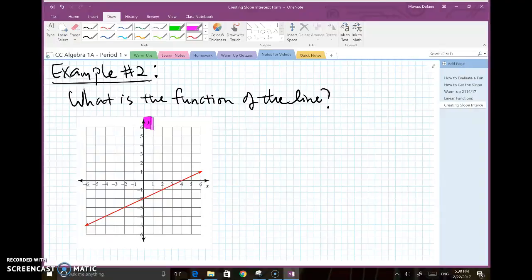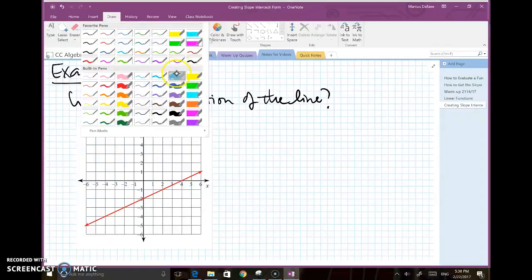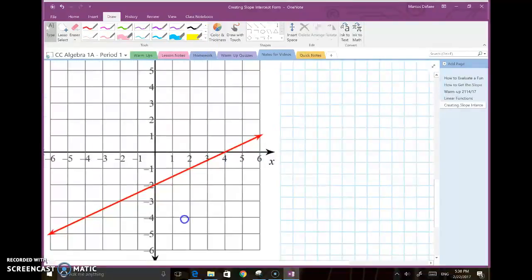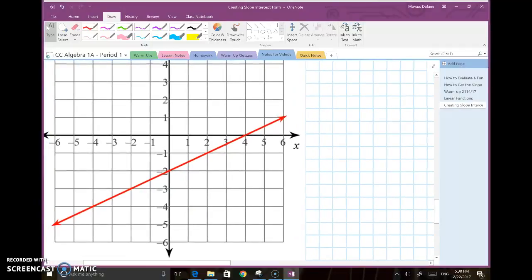Okay, so if I look carefully, I can see that this red line cuts through the y-axis right there at negative 2. So I'm going to go ahead and put an ordered pair. This is 0, negative 2. Okay, notice again that my first number in that ordered pair is a 0. That always indicates a y-intercept.